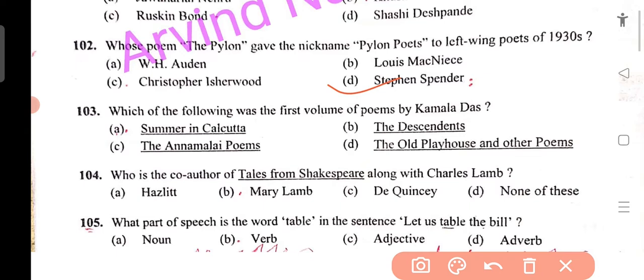Now question number 103: which of the following was the first volume of poems by Kamala Das? Its right answer will be option A, Summer in Calcutta. Now question number 104: who is the co-author of Tales from Shakespeare along with Charles Lamb? Its answer will be option B, Mary Lamb.